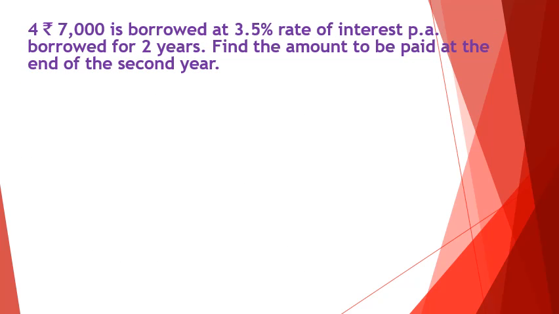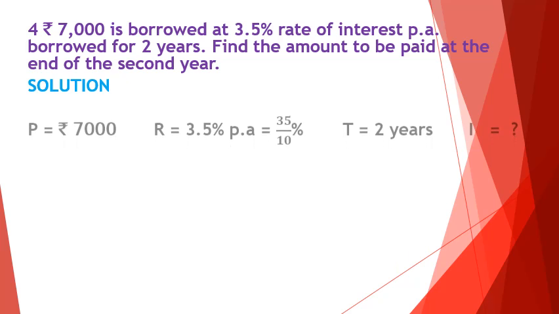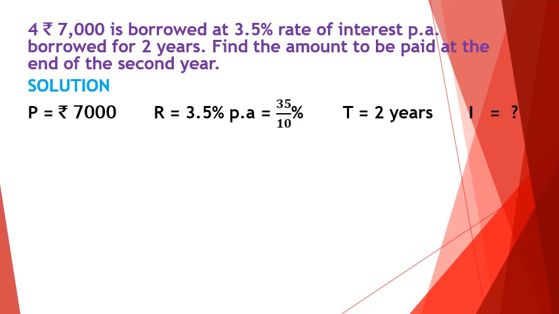Next question. Rupees 7,000 is borrowed at 3.5% rate of interest per annum, borrowed for 2 years. Find the amount to be paid at the end of the second year. What is the first step? Yes, what is given in the question? We have to write. Here the amount is borrowed. So the borrowed amount is our principal P equal to rupees 7,000.